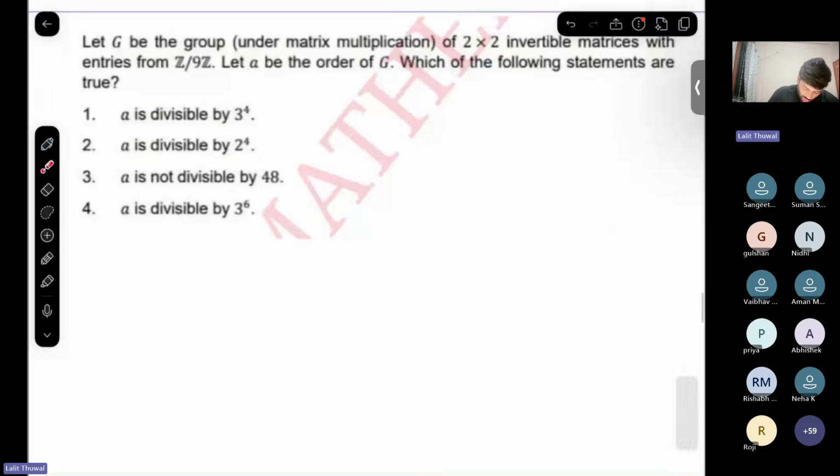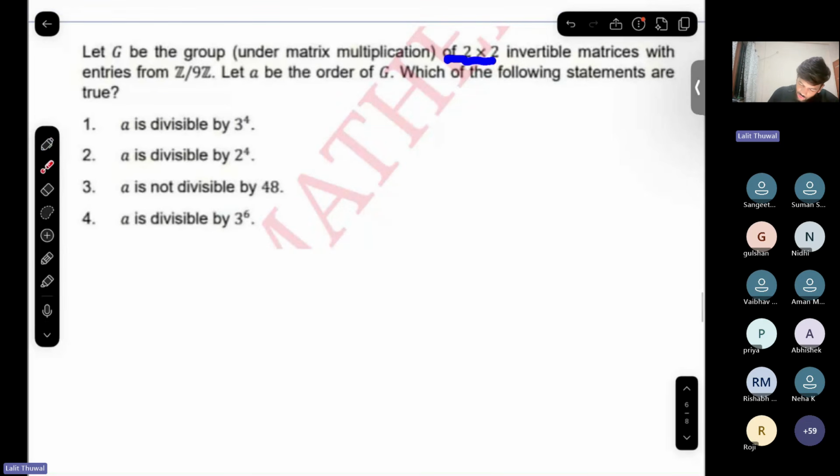Let G be the group of 2 by 2 invertible matrices with entries from Z modulo 9Z. Let A be the order of G. Which one of the following statements are true? You have to find the order of this.